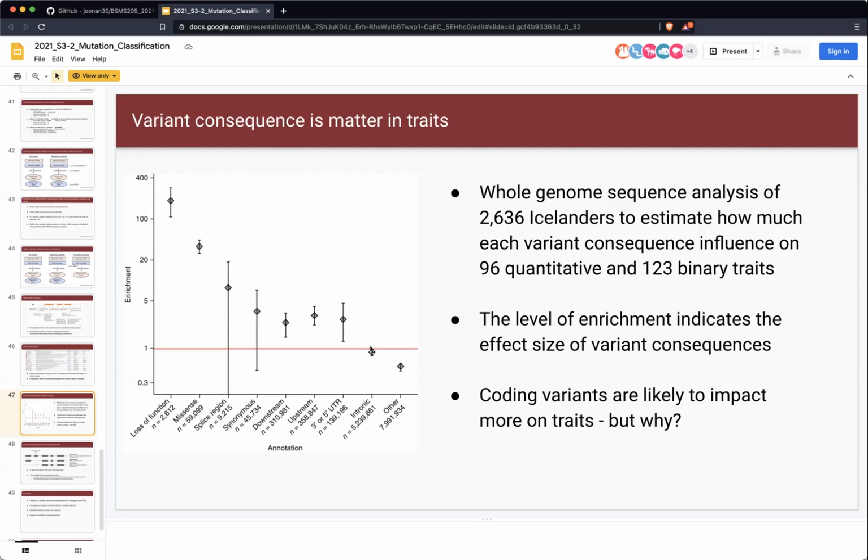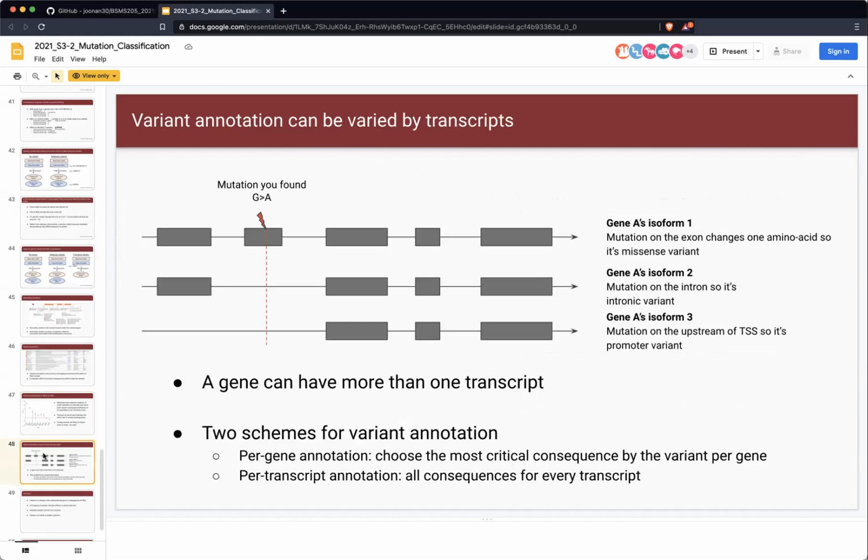Okay, so one way we can think about it is that coding variants are likely to impact the traits more because they produce the protein, and this protein is the direct contributor to the phenotype, right? So this is the obvious way we can think about how a mutation impacts the trait values. So this could be one reason why.